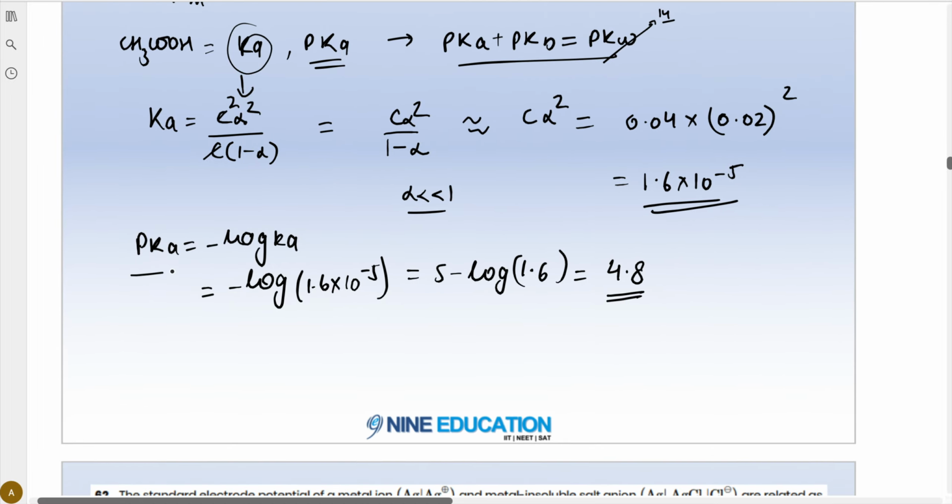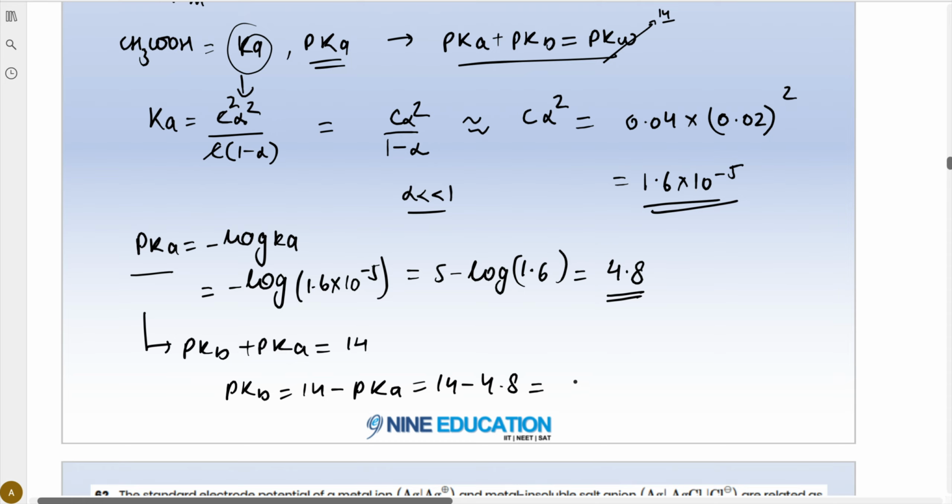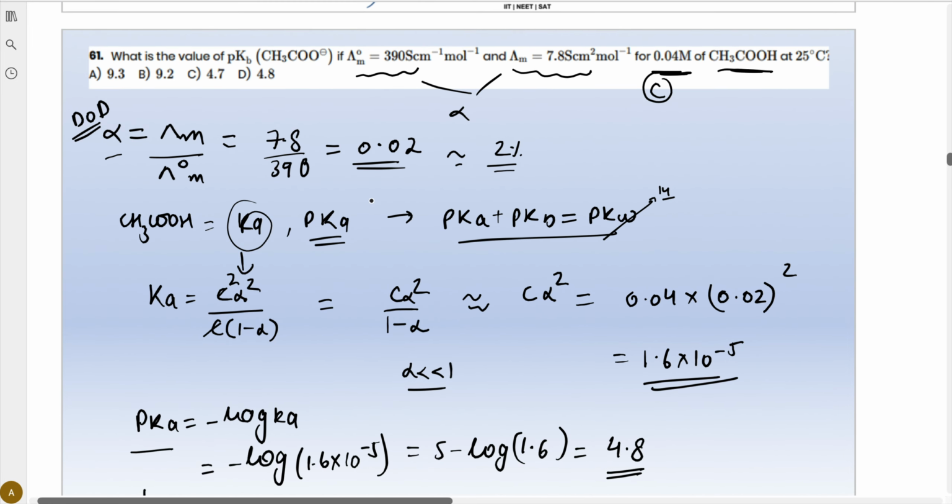And from the pKa value, pKa plus pKb is equal to 14, so pKb will be 14 minus pKa. This one will come 14 minus 4.8, approximately equal to 9.2. So your answer will be 9.2.